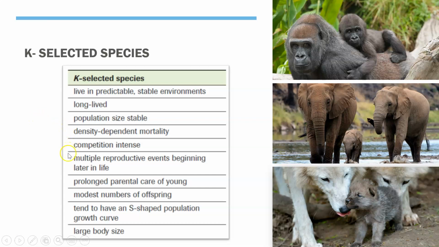There's a lot of competition. They typically reproduce later in life. They care for their young. You can see in all of these pictures, you've got parents caring for their young. They have a modest number of offspring, and they have a larger body size.